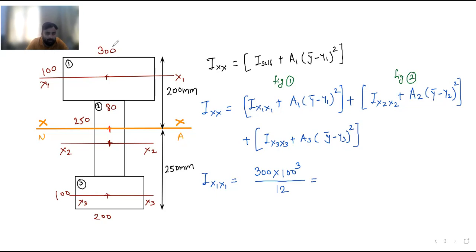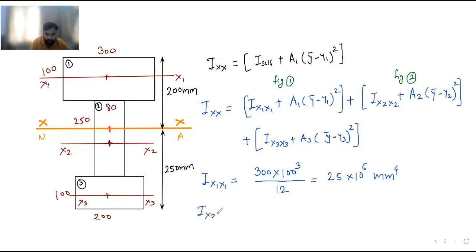Simple formula, b d cube by 12. So it is 25 into 10 raised to 6. Unit: its unit is mm cube or mm raised to 4.